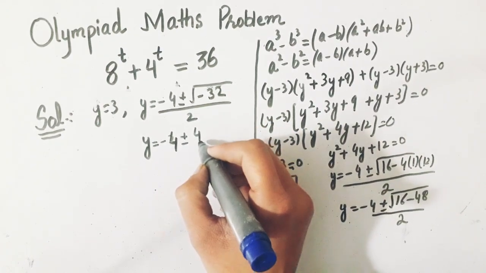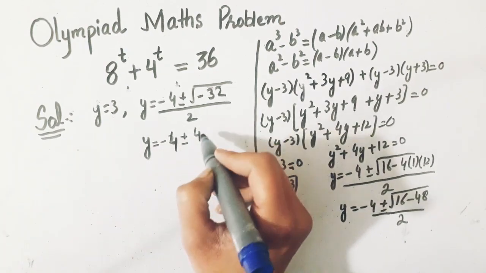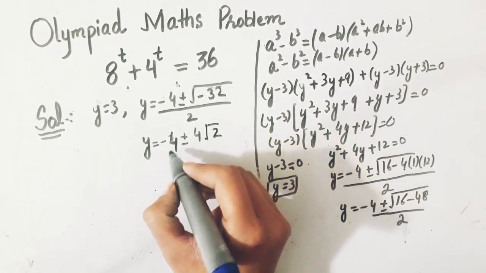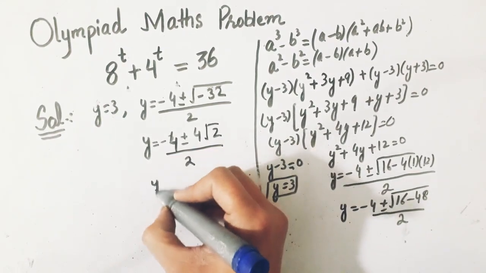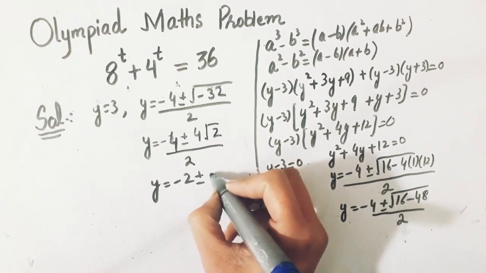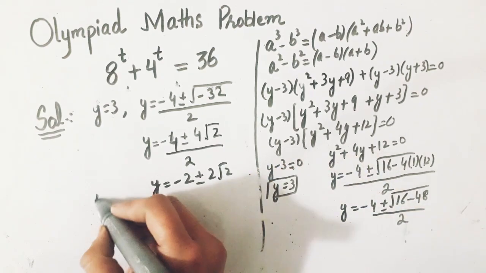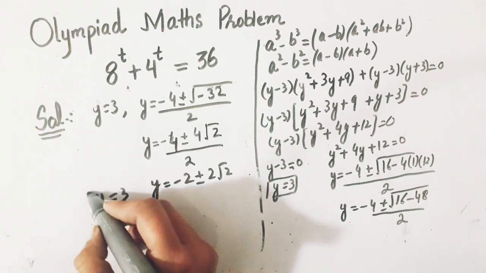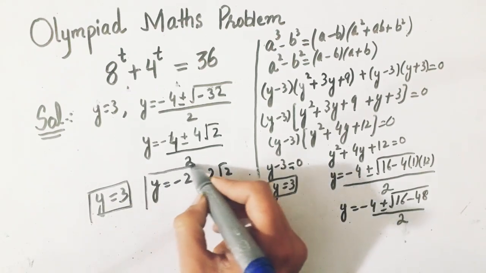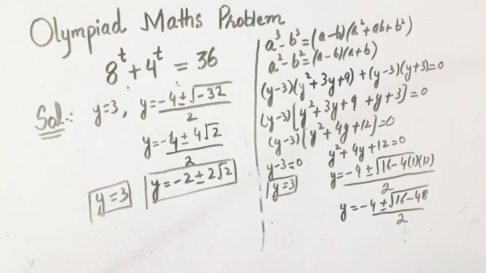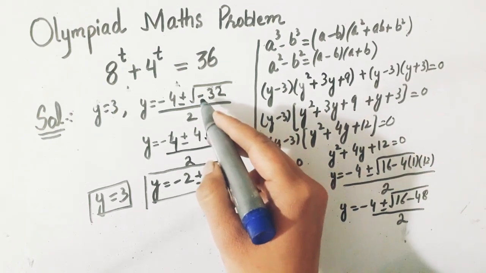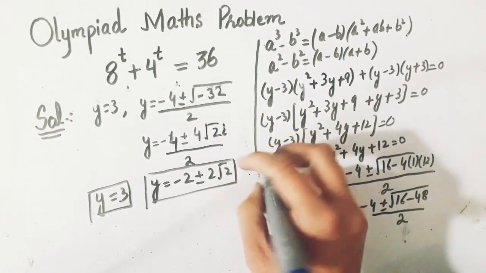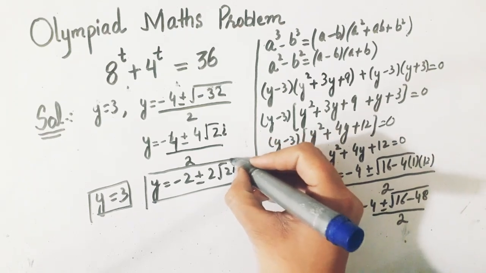So we will write the factors of 32, that are 2 power 5, so it will become minus 4 divided by 2. Now we will take 2 as common from this, so we get minus 2 plus minus 2 root 2. So these are the answers. These are the roots of y. Now we have to find the value of t. And here we also have iota, because this is the root of minus 1. So also mention iota in this answer.